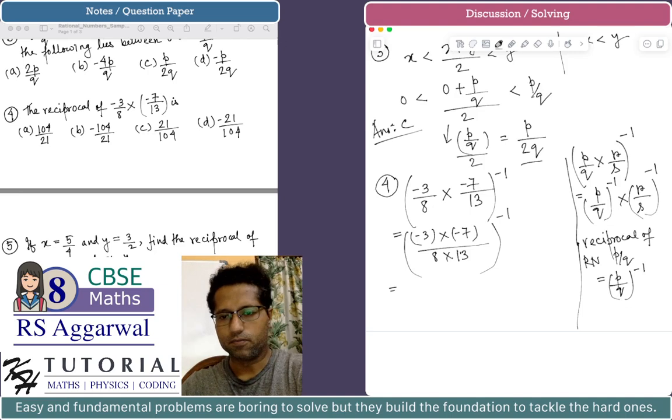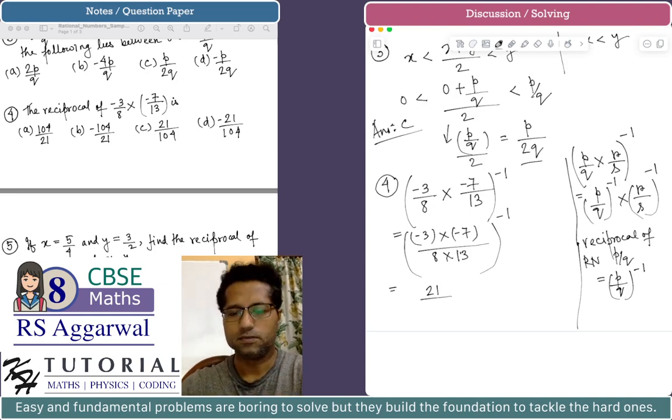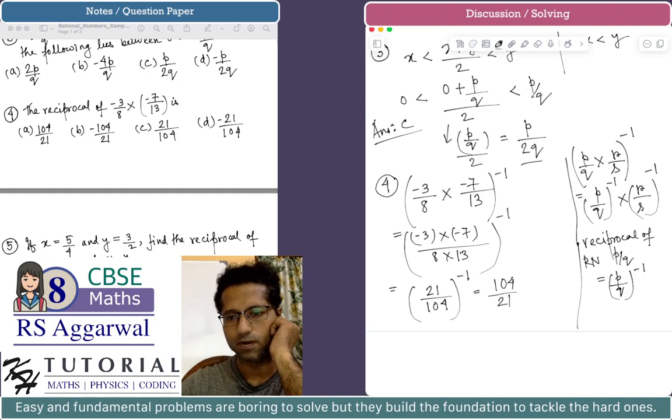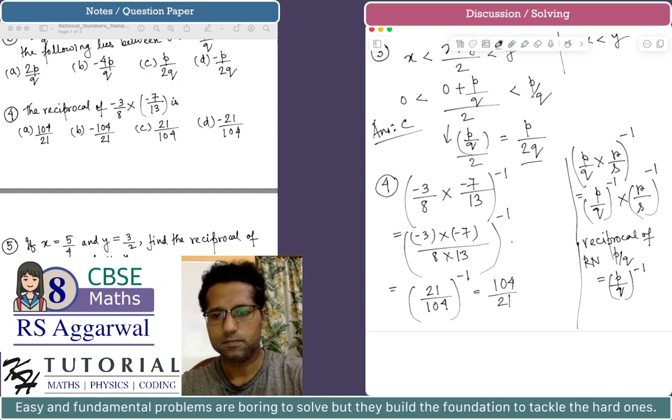Now if you simplify the product inside, we get minus 3 multiplied by minus 7 is 21, and 8 multiplied by 13 is 104. So the result is the reciprocal of 21 by 104, which is nothing but 104 by 21. So the answer is choice A.